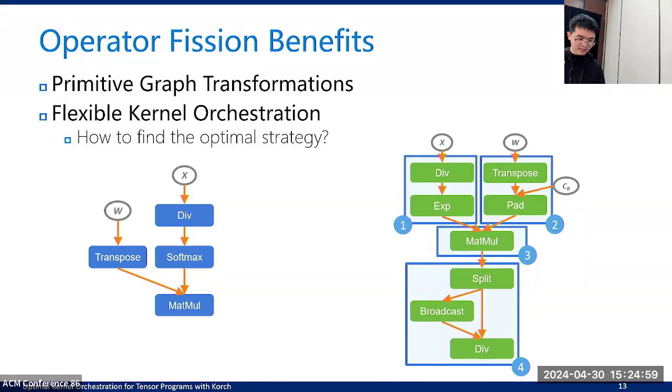Here on this subgraph, Korch can use 4 kernels to finish the execution. Compared with the original graph, here, kernel 1, since the only fused op is the exp, so latency will be similar to the original div.